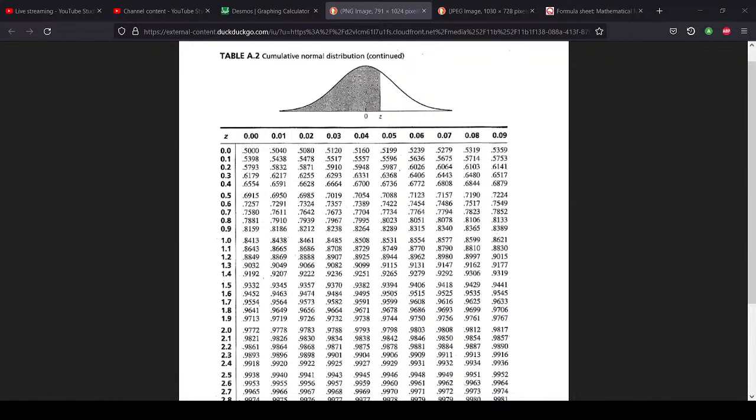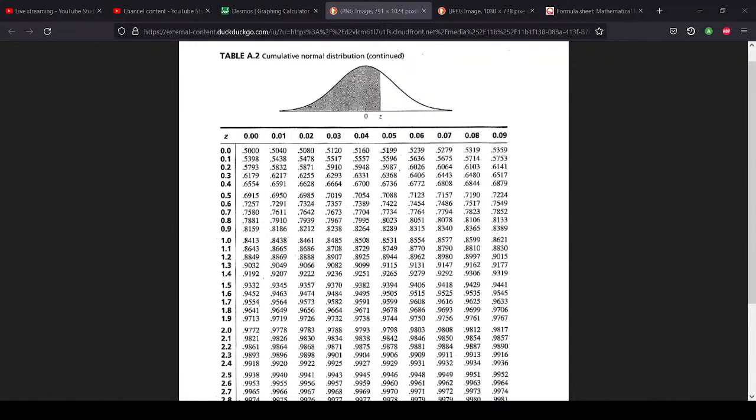0.84 is 0.7995. So Z2 is 0.7995. And then obviously that's what we've just found, the left to right area leading up. So we'll have to do 1 minus to get this green bit. So 1 minus this should be equal to 0.2005. So these are our new Z scores. So let's redo those equations.